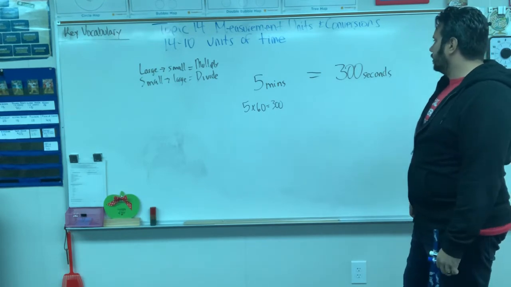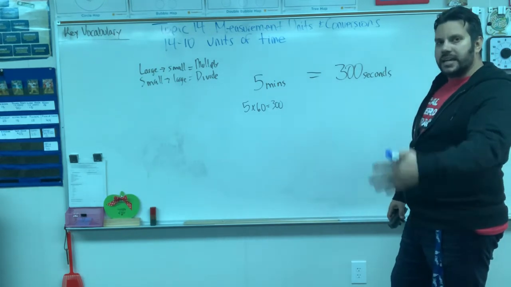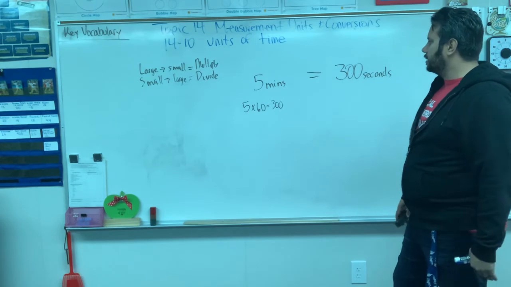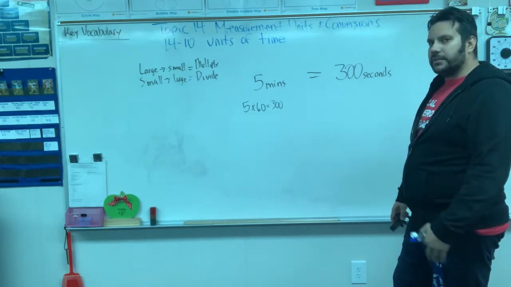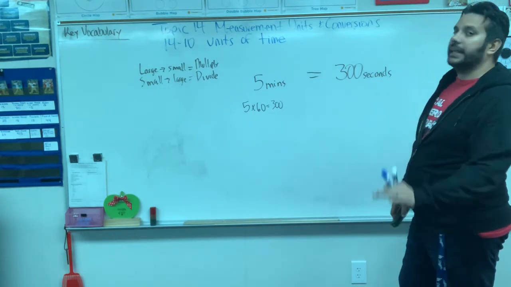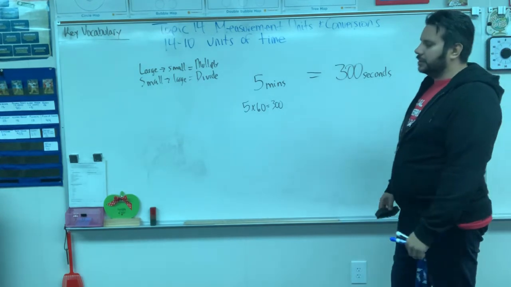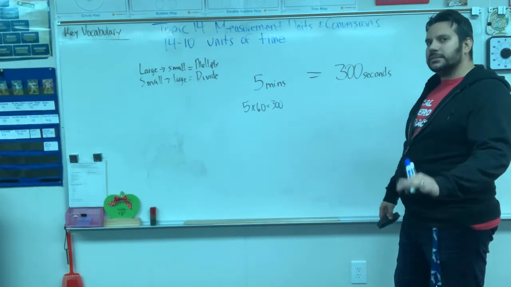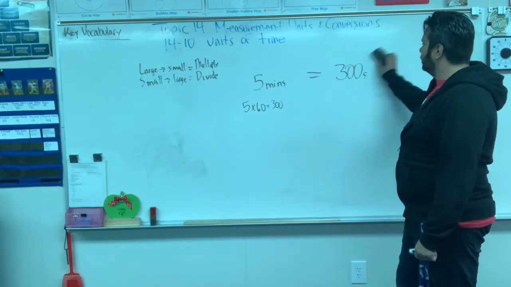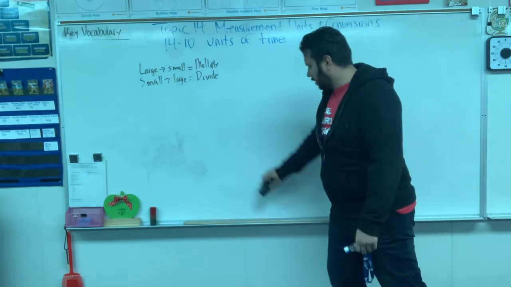So now if you're asking your parents if you can stay up a little bit later and you want 5 more minutes, say, hey, can I have 300 seconds? And they'll say no. All right, fine, let me have 5 minutes. And it seems like less because it's a smaller number, and they'll probably say yes, but it's the same value. Okay? Same value.